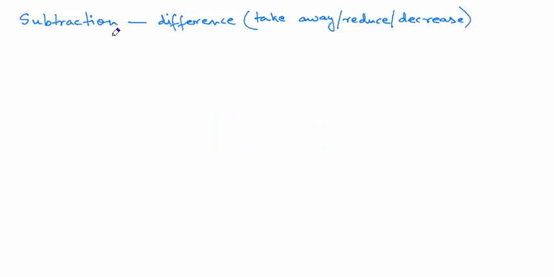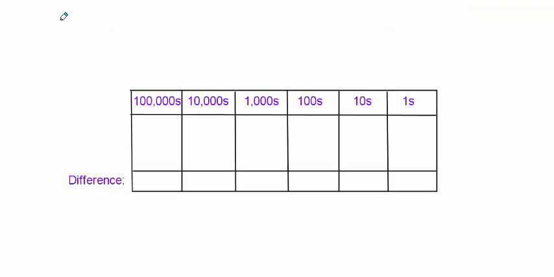Recall that subtraction means finding the difference of two numbers, or in other words, taking away a number from another number, or reducing or decreasing by another given number. In this video, we are going to check out a few examples of how to do left to right subtraction. That is, start subtracting from the most significant digit. Let's say you want to find the difference of 647 and 23.